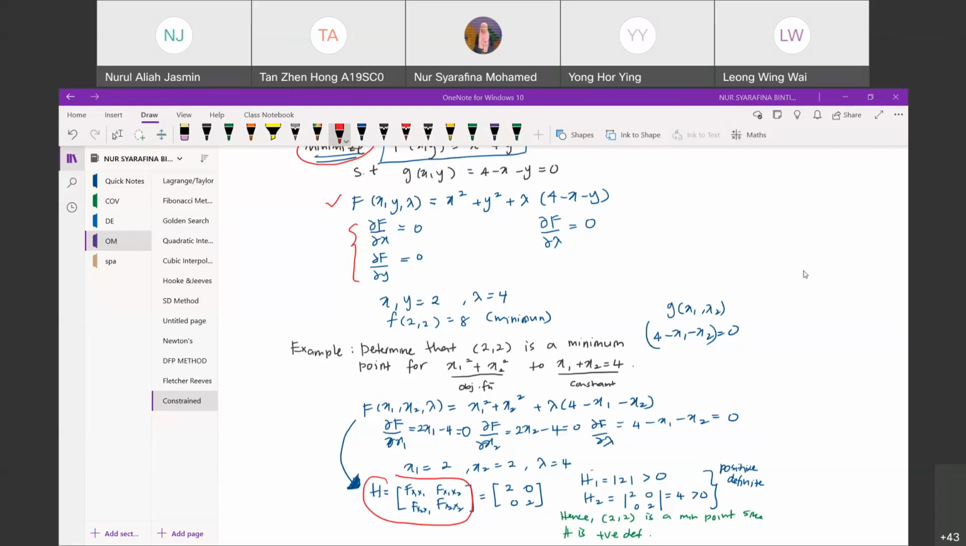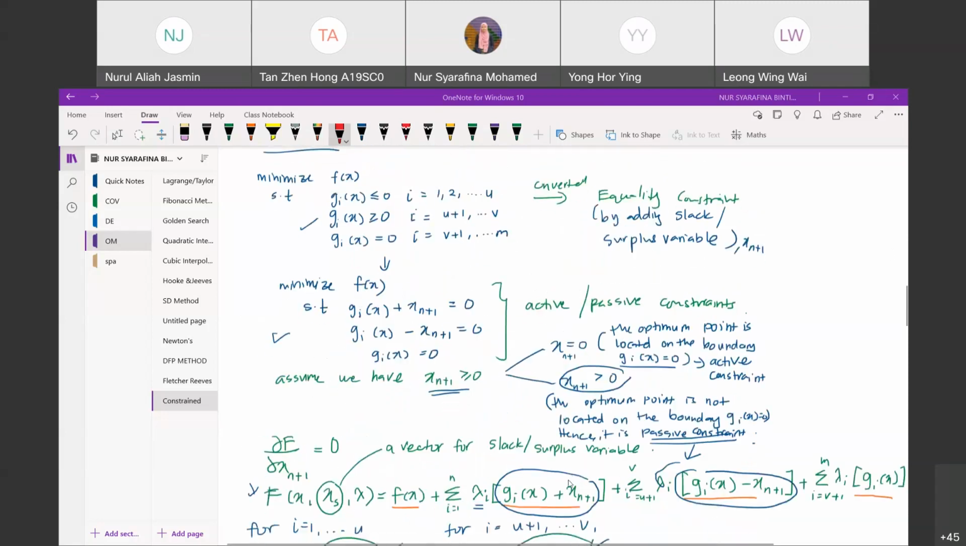Any question? We just revised. Are you listening? All right, all good. Okay, so now let's proceed with inequality constraint.